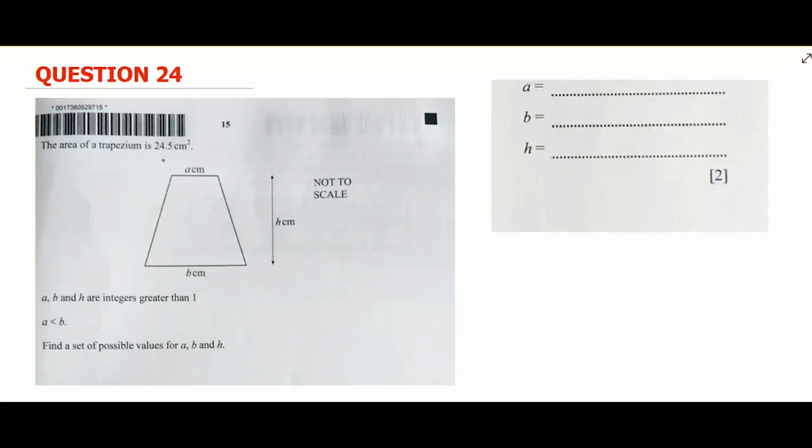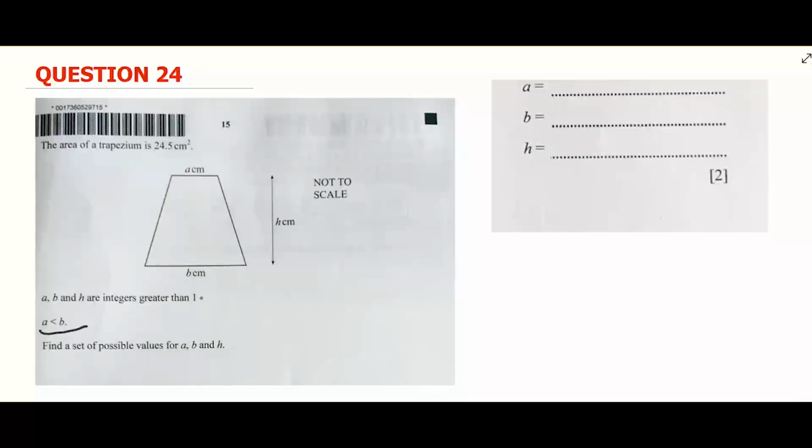The area of a trapezium is 24.5 centimeters squared, and we have the diagram here, not drawn to scale. Then A, B, and H are integers greater than 1. That means A, B, and H could be, we start from 2 upward. And another thing is that A is always less than B. Of course, you can see from the diagram that the B value is always bigger than the A value. Okay, so find a set of possible values for A, B, and H.